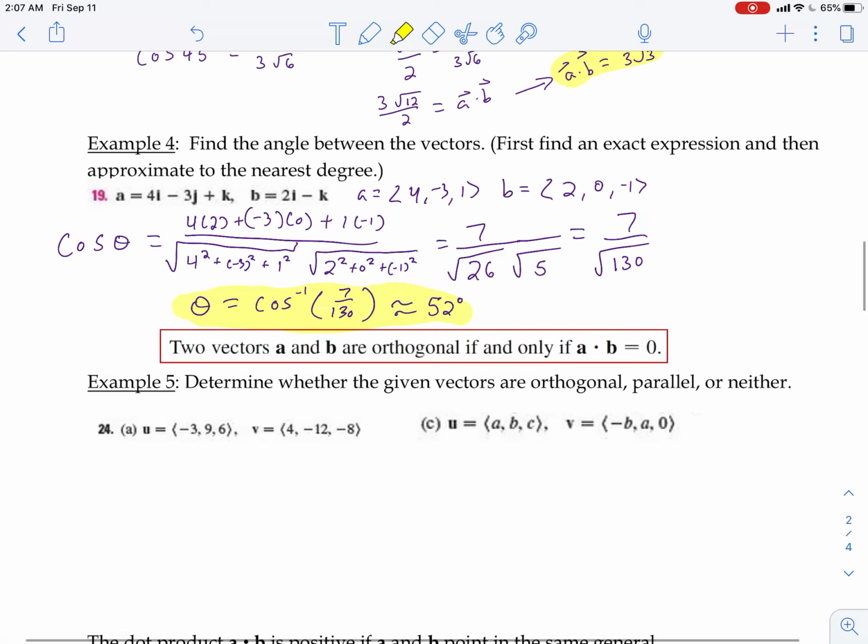All right. Now talking a little bit about the angle between two vectors. It says here two vectors A and B are orthogonal if and only if A dot B is equal to 0. So one thing that I'm going to explain is orthogonal. What orthogonal means is that the two vectors that we have are perpendicular.